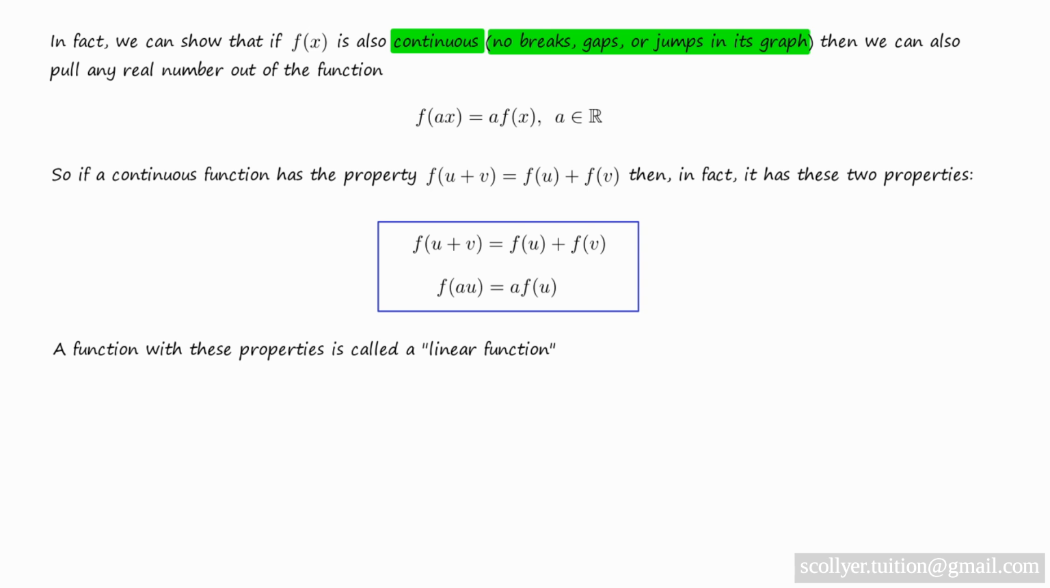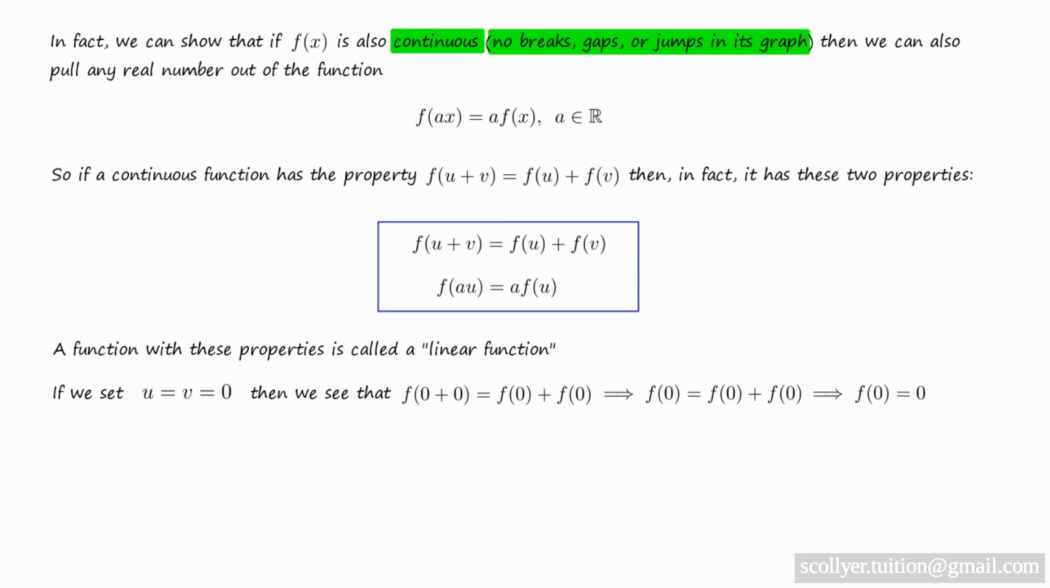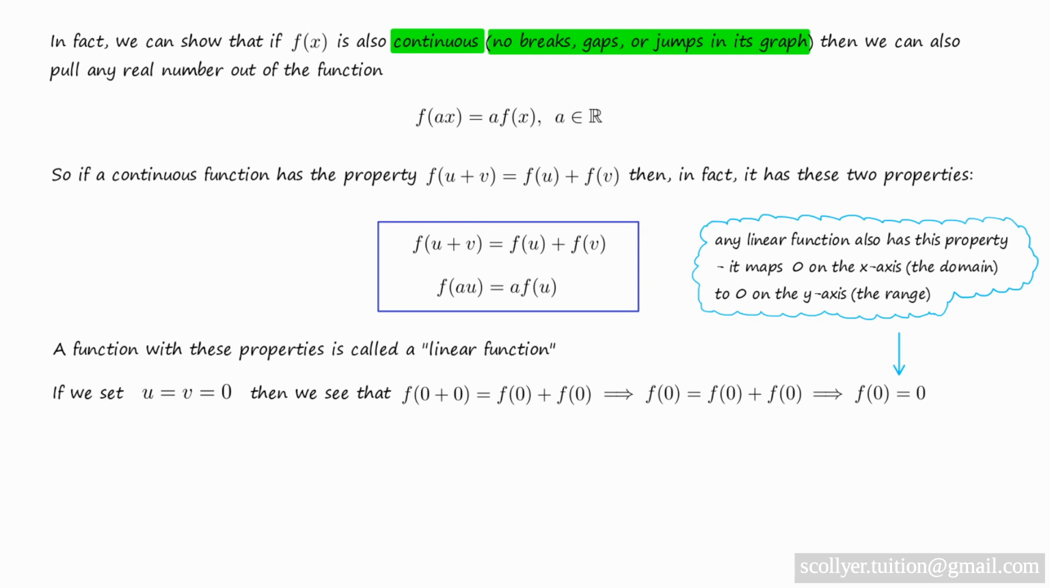Now we can show that all linear functions map 0 to 0 as follows. If we set u equal to v equal to 0, then f of 0 plus 0 equals f of 0 plus f of 0, which becomes f of 0 equals f of 0 plus f of 0, which finally gives us that f of 0 equals 0. And so we see that any linear function also has this property, that it maps 0 on the x-axis, which is the domain, to 0 on the y-axis, which is the range.